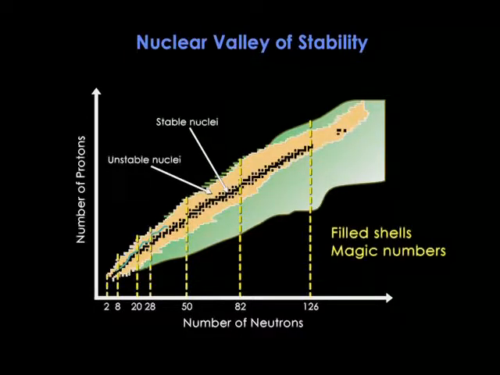Now here are the magic numbers. They're at 2, 8, 20, 28, 50, 82, and 126. Nuclei with this number of neutrons or protons are particularly stable and robust. They're the nuclear equivalent of the noble gas atoms.